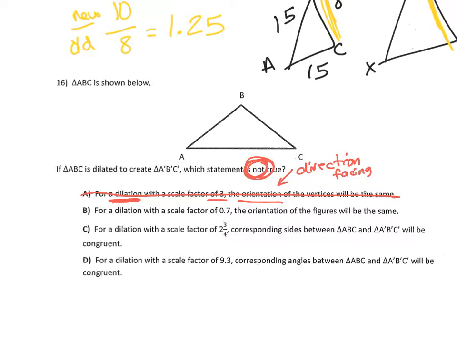B, for a dilation with a scale factor of 0.7, the orientation of the figures will be the same. Same thing. For a dilation, all that's changing is the size. So the orientation won't matter. And it will be the same. That is true. So C, for dilation with a scale factor of 2 3/4, corresponding sides between triangle ABC and A prime, B prime, C prime will be congruent. So basically it's saying if you dilate a figure by 2 3/4, the sides will be the same. Not so much. We'll put a star.